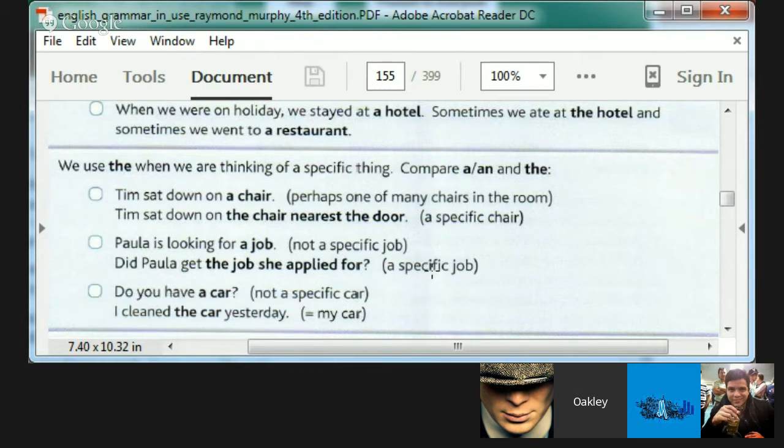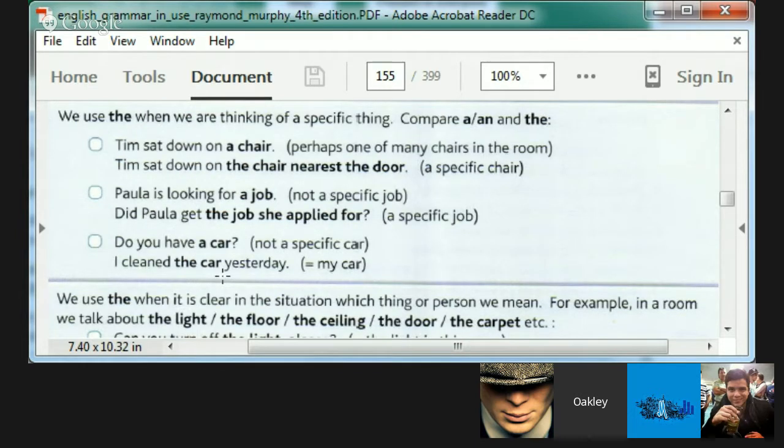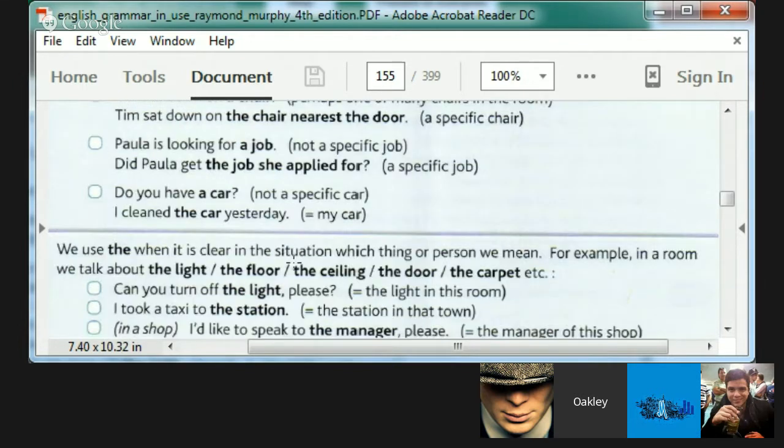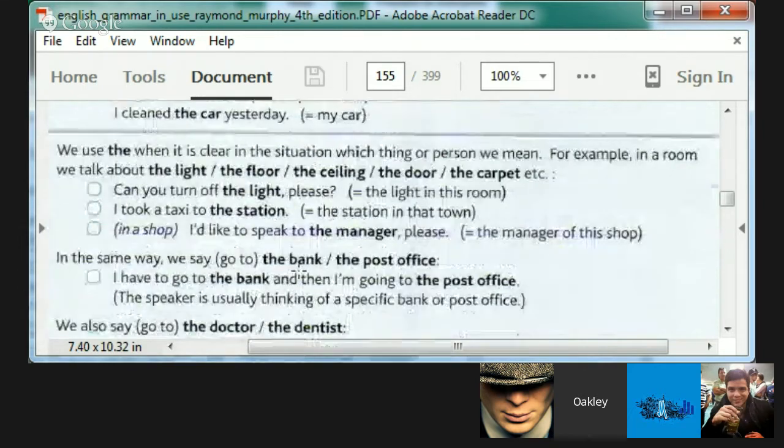All right. So sometimes just the context will define the noun. We use the when it is obvious the situation, the person, the thing we mean. For example, I cleaned the car yesterday. If you can actually see the object, you don't need to use a the first time.